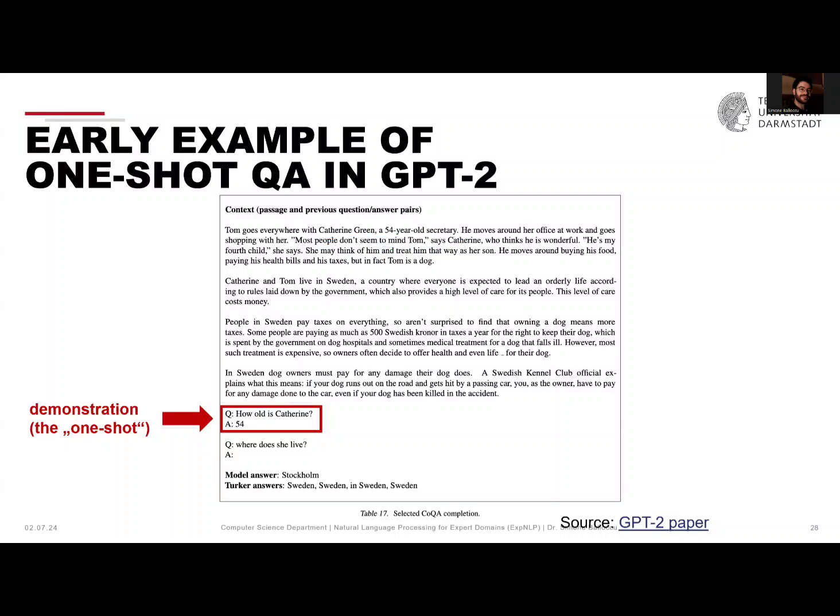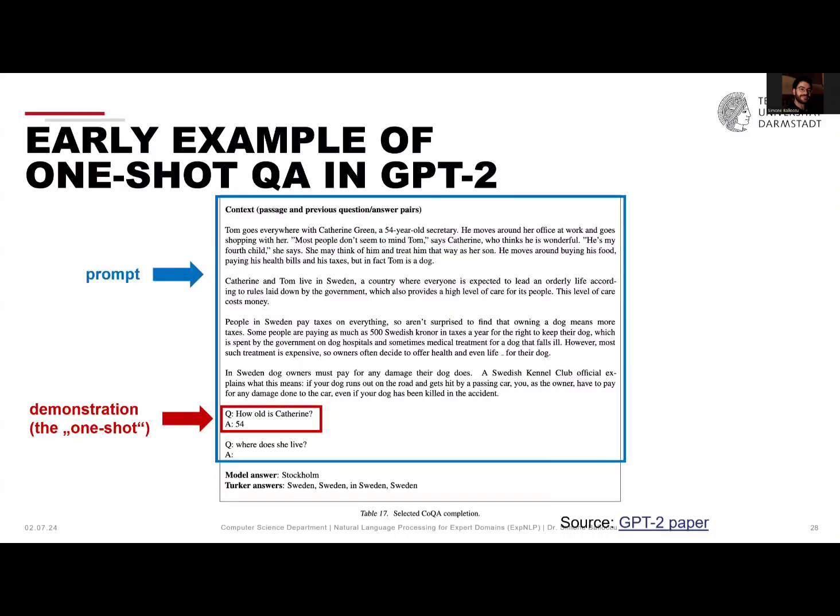Then we have the whole prompt. And the answer of the model to the second question, which is where does Catherine live, is Stockholm. While the Turker's answer, like the human annotator's answer, is "in Sweden." In fact, you may notice that this is wrong. If you read this whole text, which we're not going to do now, it is never specified in which city Catherine lives. They only say that she lives in Sweden.